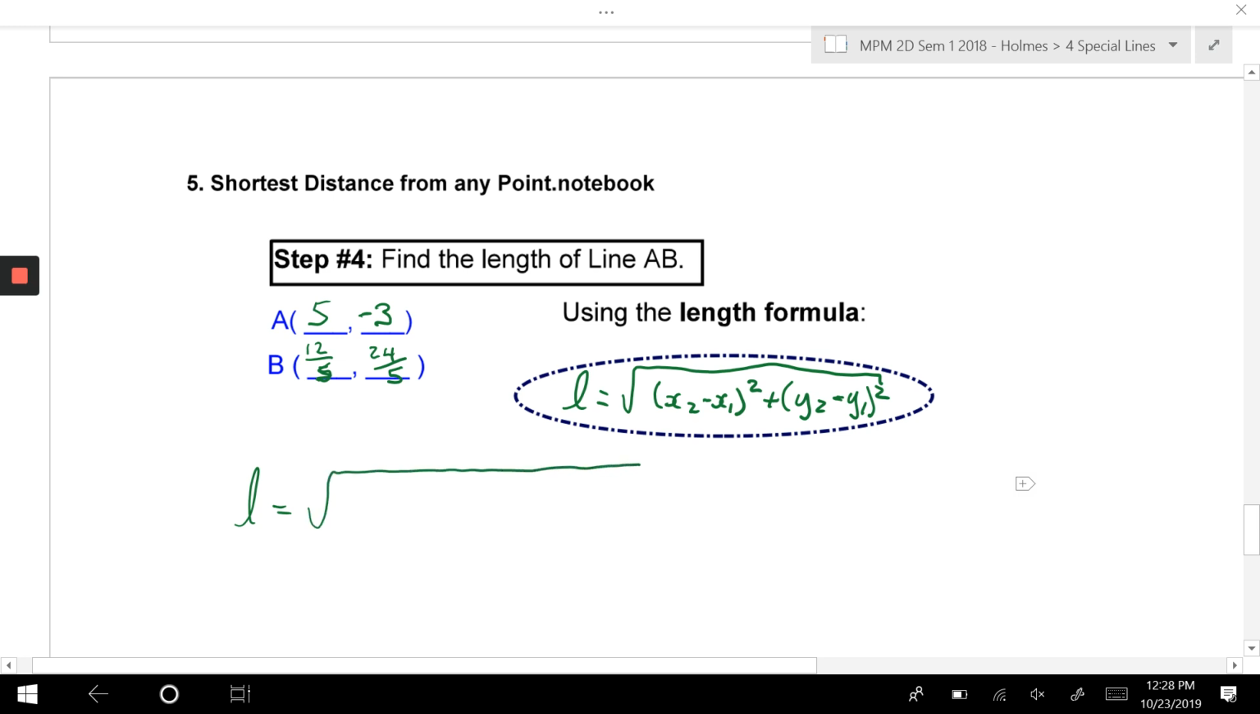It doesn't matter which one we choose from. 5 is greater than 12 fifths, so I'm just going to go with 5 subtract 12 fifths. That's my x coordinates, and my y coordinates got to be consistent. -3 subtract 24 over 5. What's that? Oh yeah, no, they're not fun numbers. So we've got whole numbers subtracting fractions. So we need to convert those whole numbers into fractions.